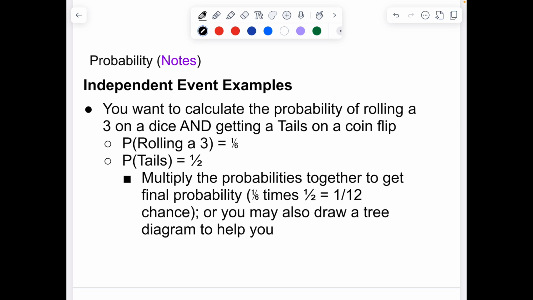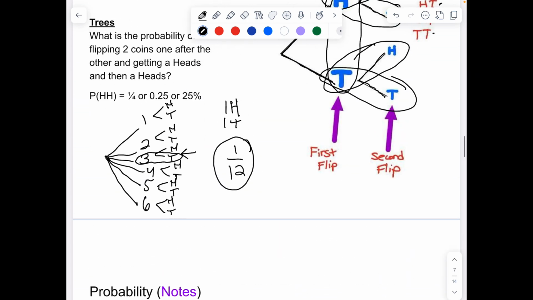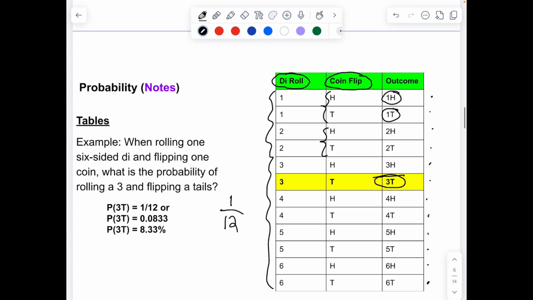In order to calculate this probability of rolling a 3 and a tails, you're going to just multiply the probabilities together. So we're just going to multiply 1/6 times 1/2, and that's equal to 1 out of 12. So there would be a 1 out of 12 chance of rolling a 3 and flipping a tails, which is exactly what we calculated back in this problem over here.